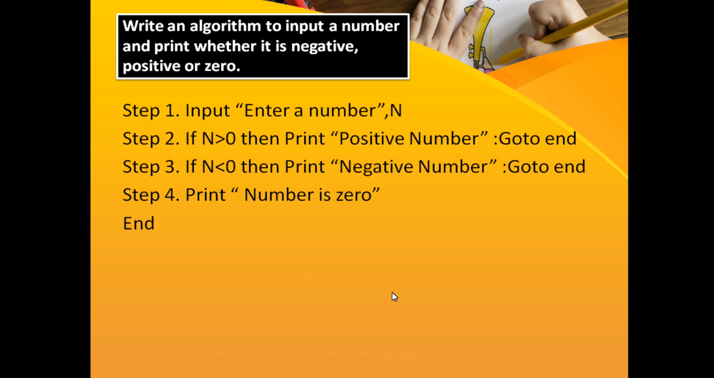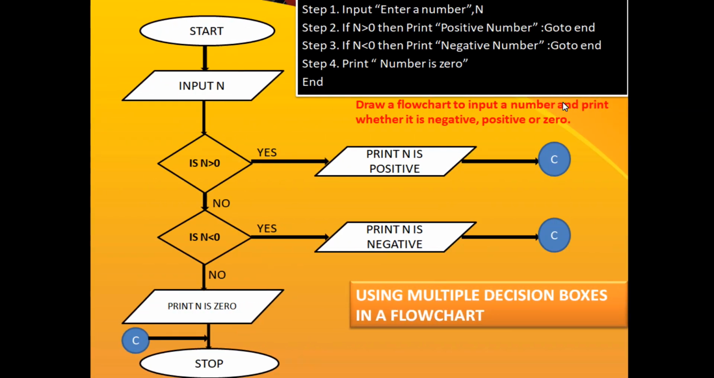Why go to end? Because if you don't write go to end, then it will print number is 0 also. We don't want this. So we have written go to end twice. Okay. So we are using two decision boxes here. And if either of these conditions is not true, then we write that the number is 0. Let's look at the flowchart.